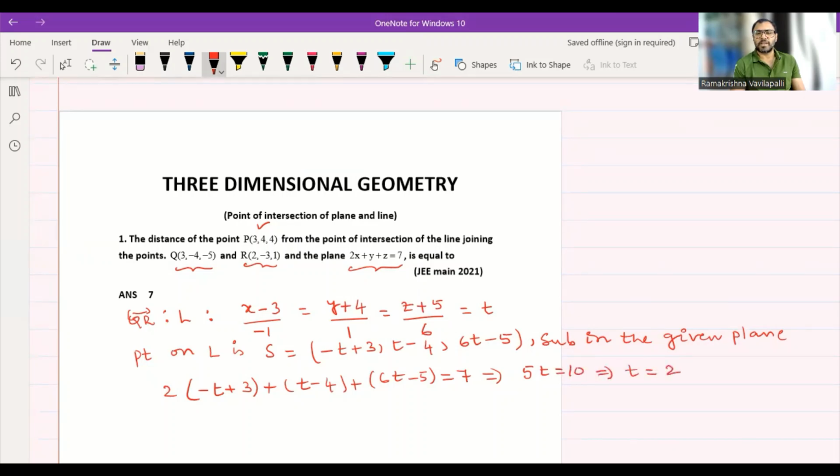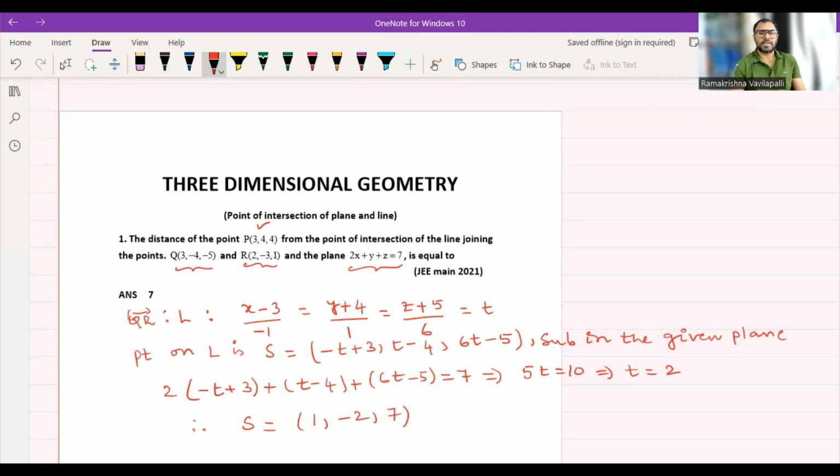So now what is the point of intersection of line and plane? Therefore, S is the point of intersection of line and plane. S equal to minus 2 plus 3, that is 1. 2 minus 4, minus 2. This is 12 minus 5, 7.